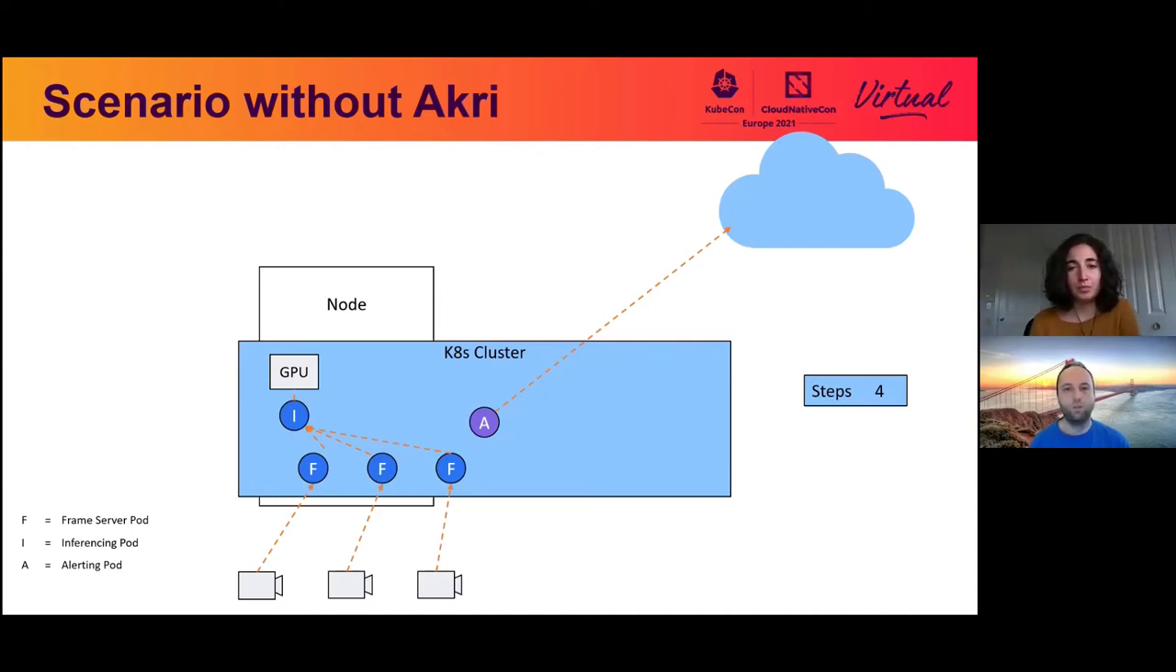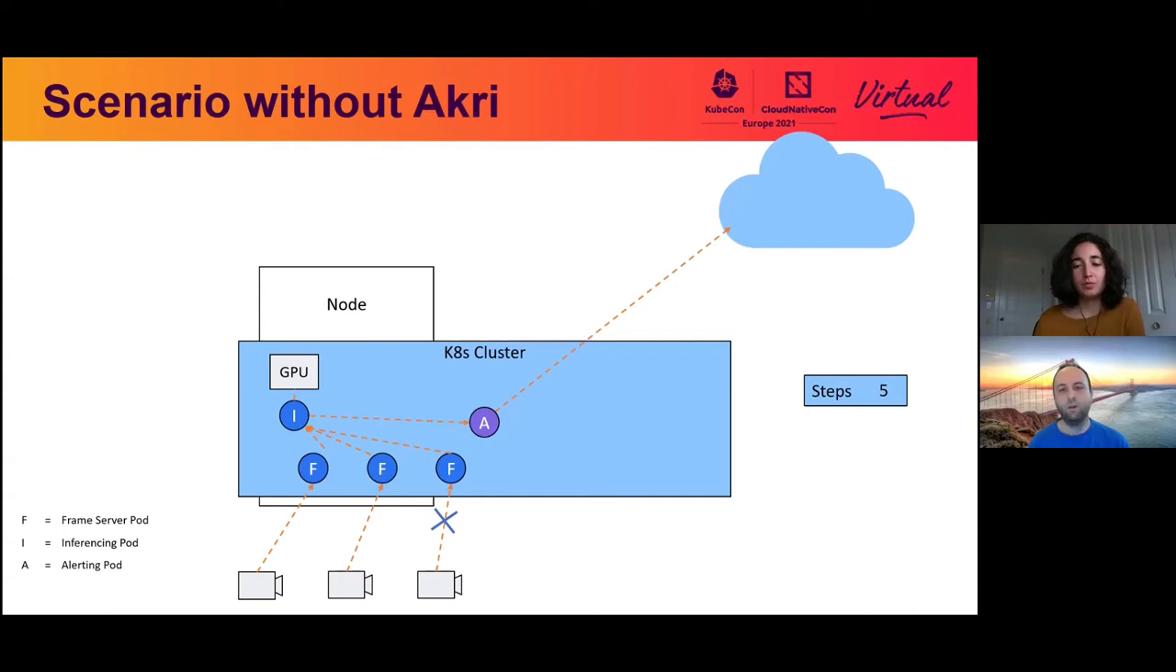This inferencing pod needs to understand what are all the frame server pods assigned to it, so it can pull the frames and start processing them. And then when the processing is complete and a predator is discovered, we send an alert the same way as we did in the cloud. Now, what happens if a camera goes down? So maybe say it goes disconnected or it's malfunctioning.